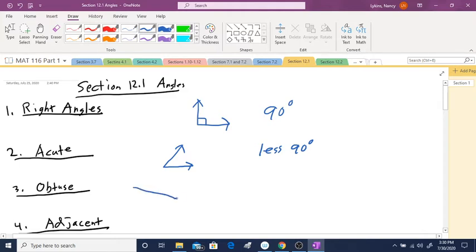Obtuse angle is going to be classified. It's going to be more than 90 and less than 180, because if it's 180, it's a straight line. Sometimes you'll see it written like this.